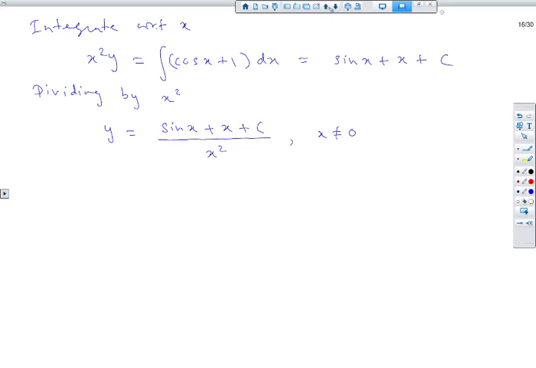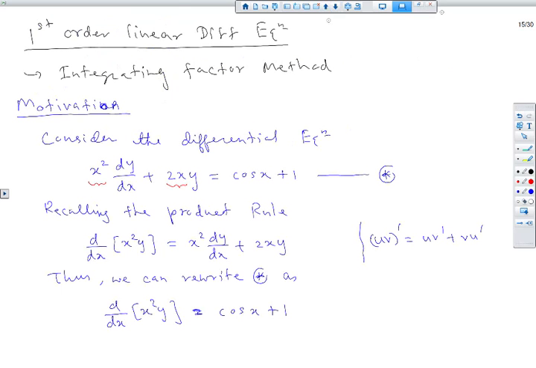So the magic part behind this is that you want to write the left side of the equation as the derivative of a product. If you can write the left side of the equation as the derivative of a product, then you can always do it. That is the method we call the integrating factor method. We're going to find a magic function such that this side becomes the derivative of a product. That magic function is what we call the integrating factor.